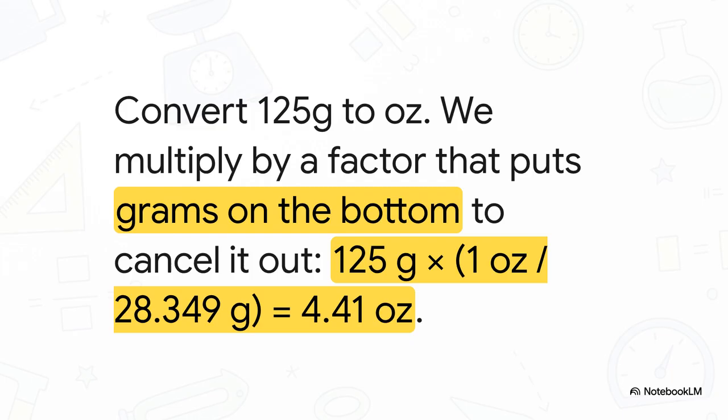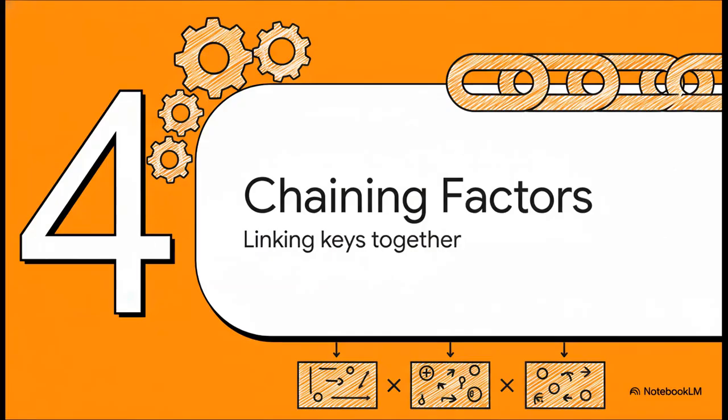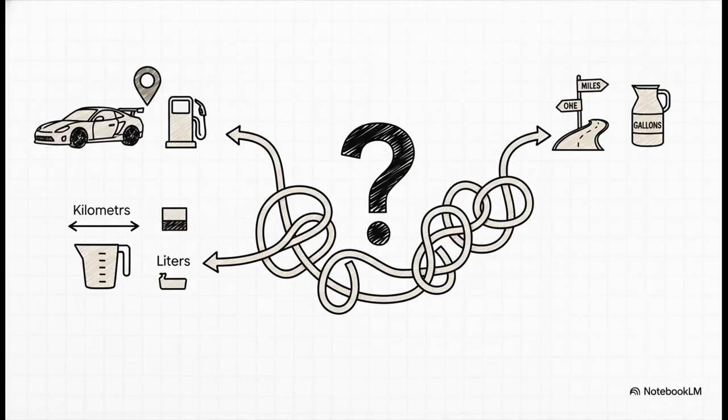All we're left with is ounces. Do the quick math and you get 4.41 ounces. Simple as that. All right, this is where things get really cool. This is where dimensional analysis goes from being just a neat little trick to an absolute problem-solving machine. We're going to start chaining these factors together. So let's take on a bigger challenge.